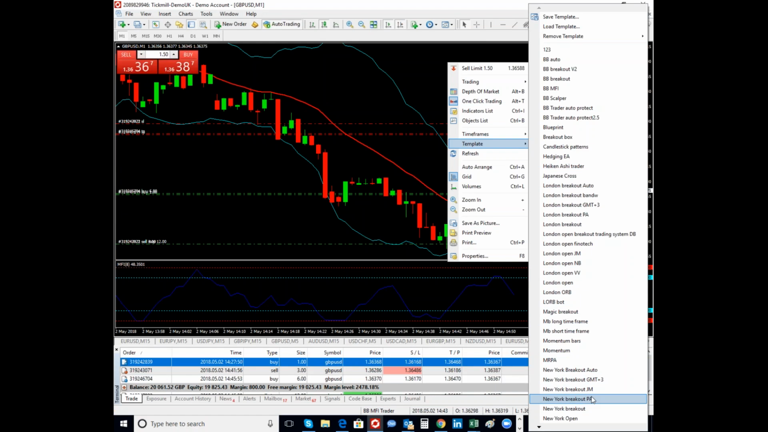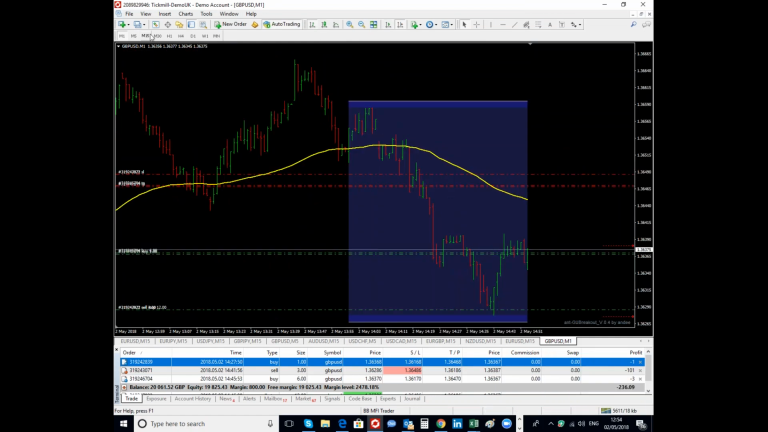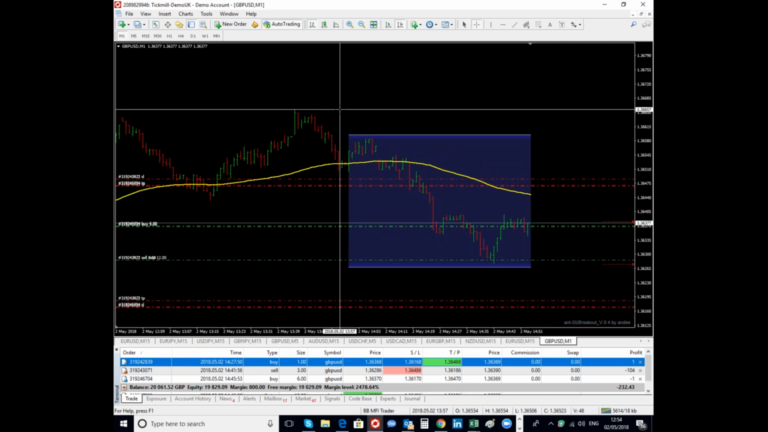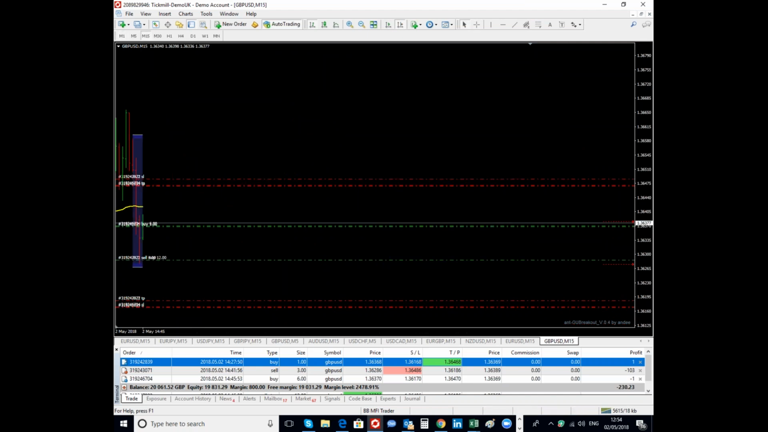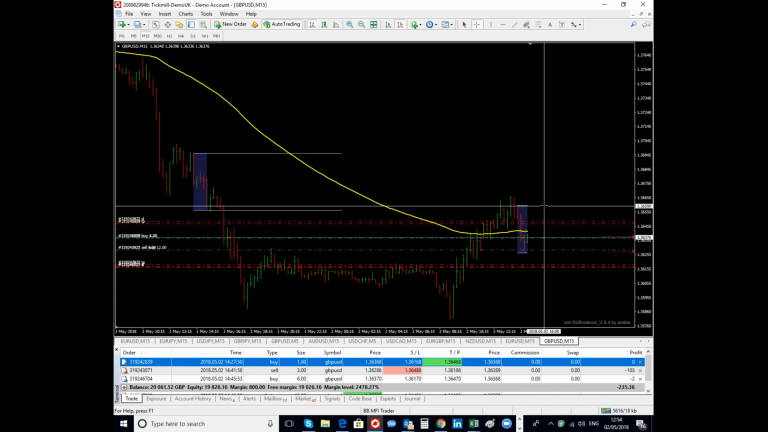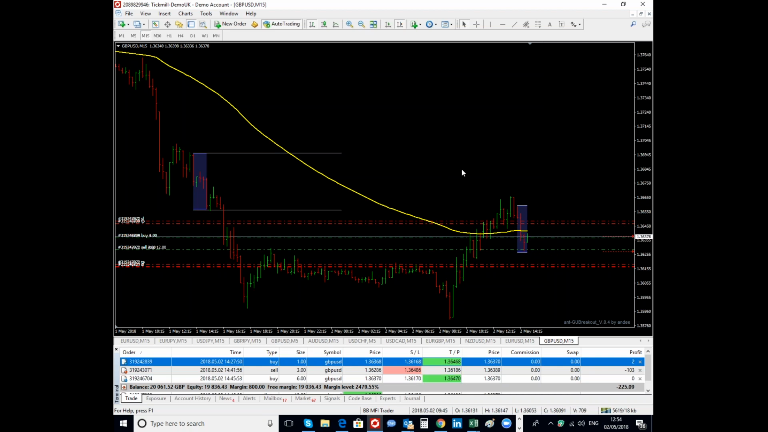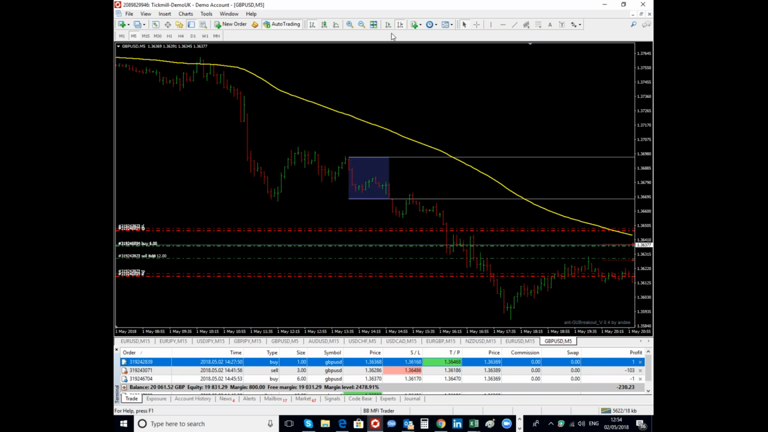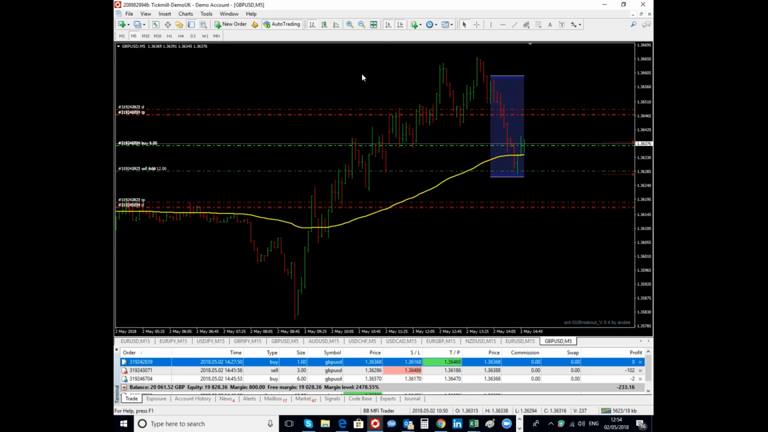Let me just do this. New York. It's well within the range. Well within the range. Let's go to 15 minutes. Look at this range here. 32 pip range. Well within.